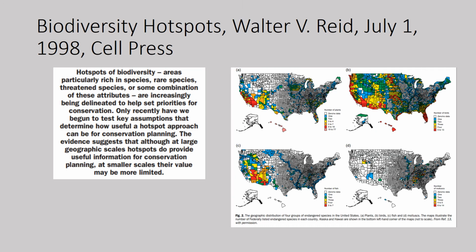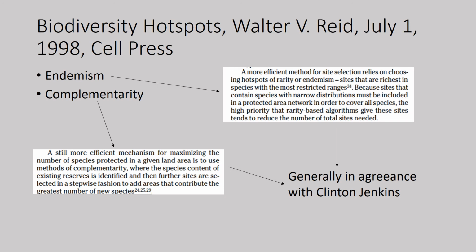In Biodiversity Hotspots by Walter V. Reed, Reed essentially comes to the same conclusion as Jenkins. He separates conservation based on taxa. Reed also uses the idea of endemism, which are sites that are rich in species with the most restricted ranges.